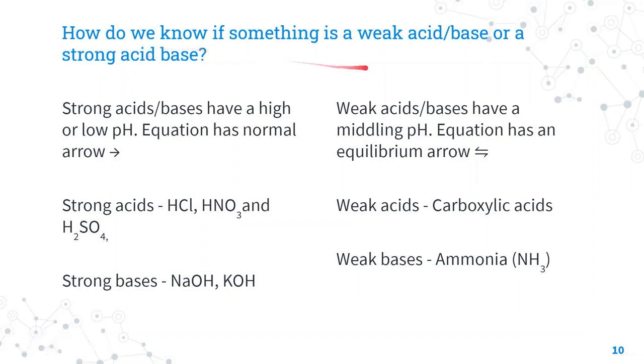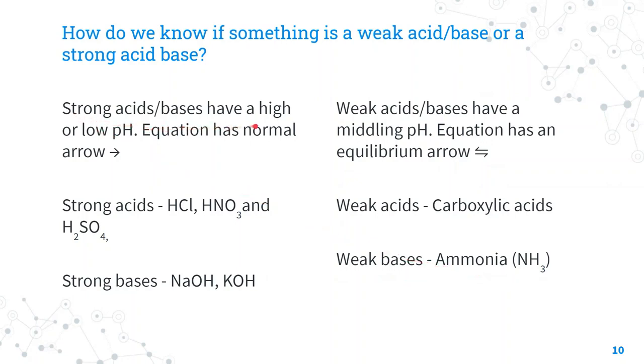So how do we know if something is a weak acid or a strong acid or base? Well, as we discussed before, weak acids and bases will have this equilibrium arrow, and that just goes to show that not all of the reactant will react to produce ions. This means that there will be fewer ions in solution and you'll have a lower conductivity. Examples of weak acids include carboxylic acids, so things like ethanoic acid or propanoic acid. Examples of weak bases include ammonia.